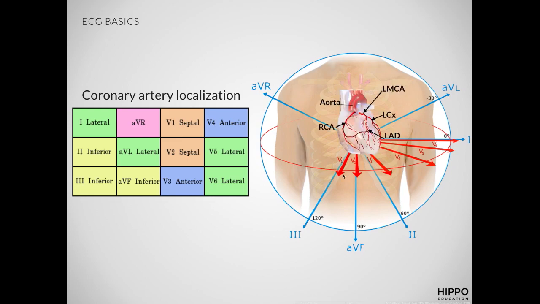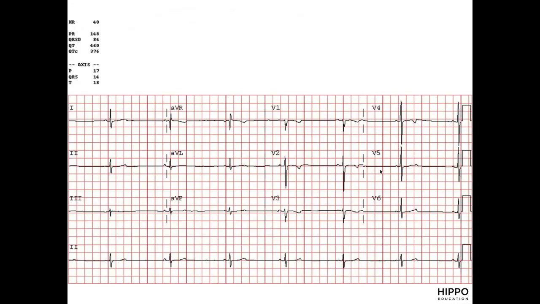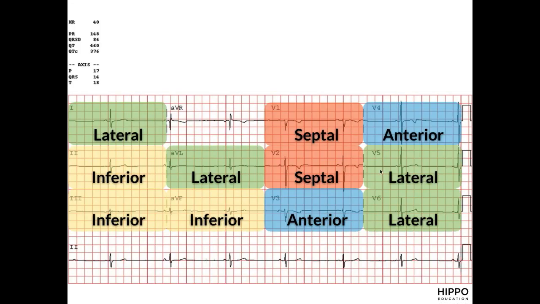How does that correlate to the coronary artery anatomy? Well, 2, 3 and AVF, which are the inferior leads, correlate with the right coronary artery, versus 1 and AVL with V5 and V6, the lateral leads, left circumflex, versus the anterior leads, which are V2, 3, 4, left anterior descending. So you can see, again, on this ECG, 1 and AVL, lateral, V5 and 6, also lateral, inferior 2, 3, and AVF, and then V1 and 2, people call septal, and 2, 3, 4 will be anterior.